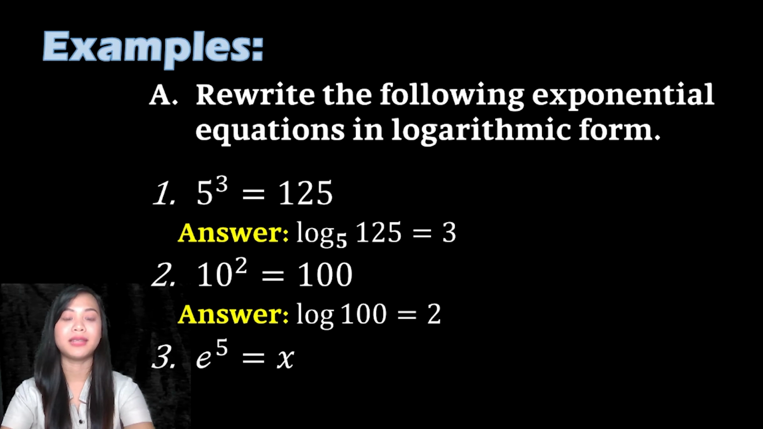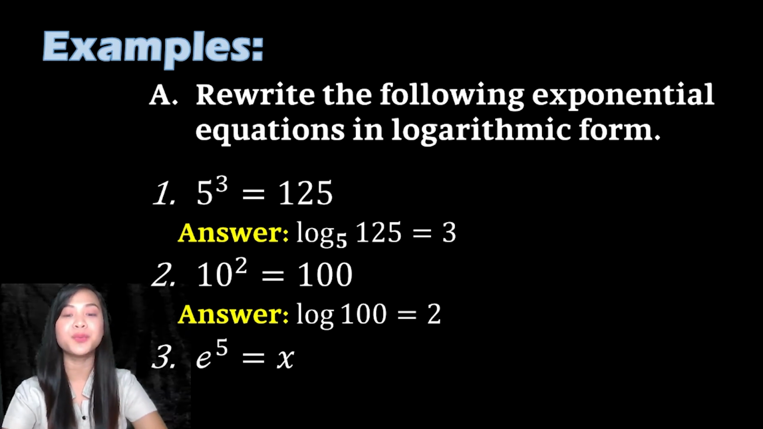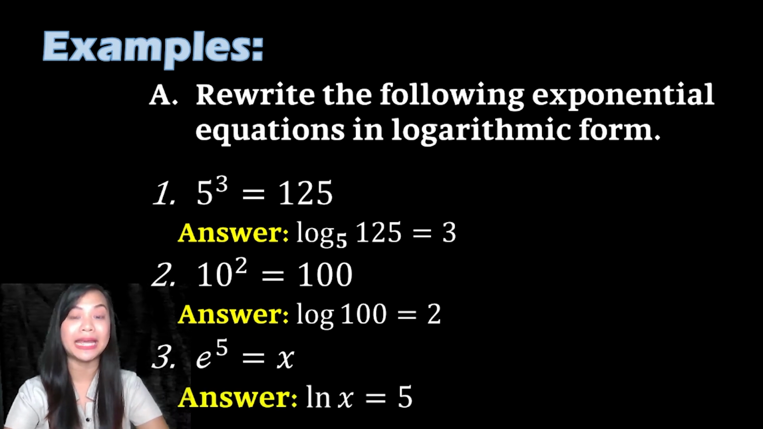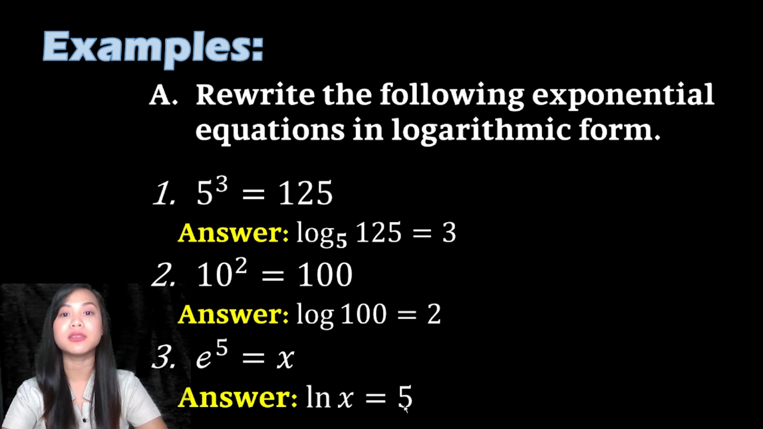Now, last example, we have e raised to 5 equals x. We know that if we have a base e, we have a natural logarithm. So the answer here is ln of x. Our power here is x. So we have ln of x equals 5. So 5 is our exponent. And now, let's have more examples.